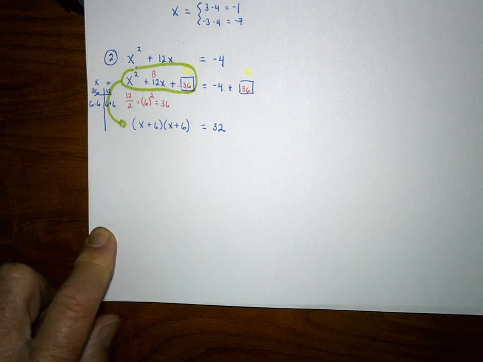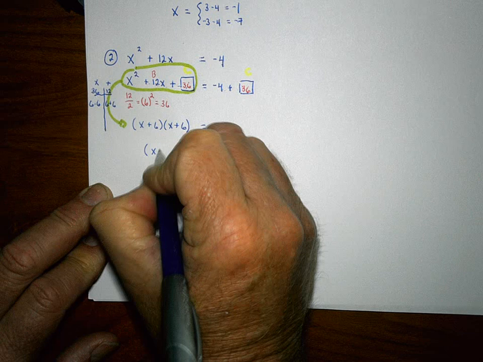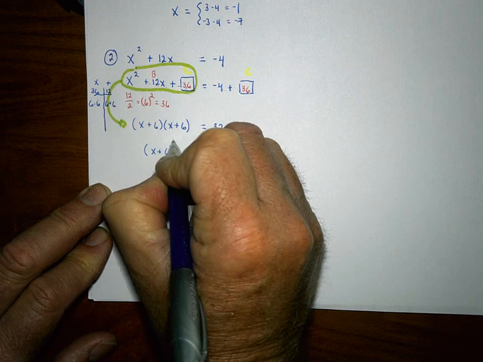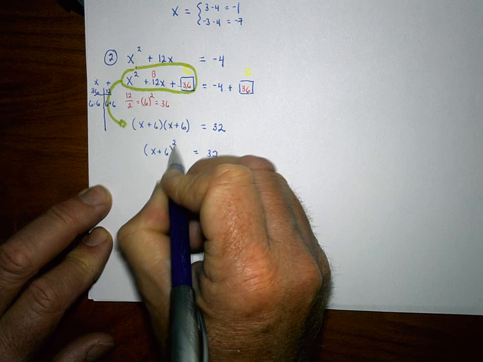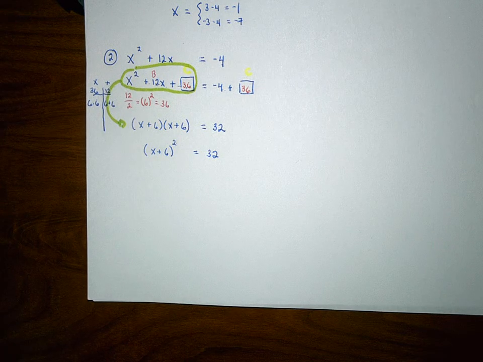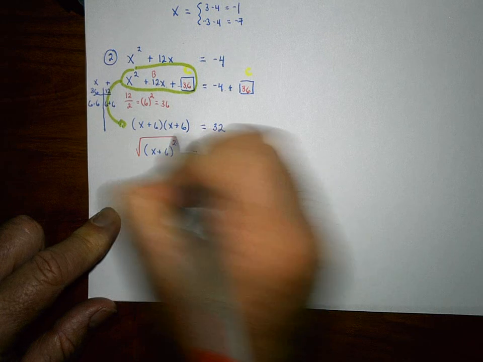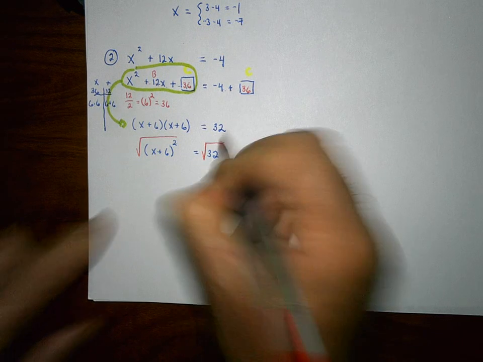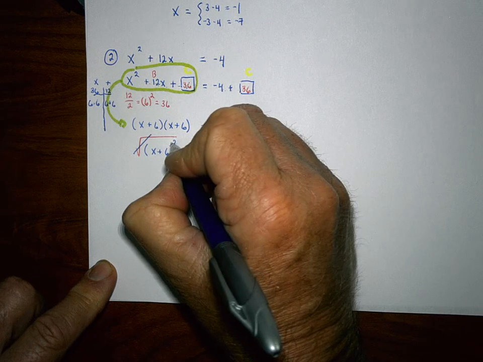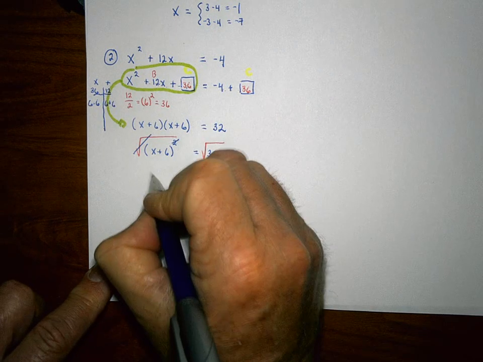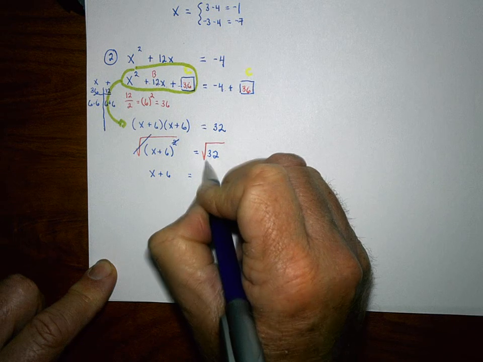Okay, so now this means I have two sets of x plus 6. So I'm going to rewrite this as x plus 6 to the second power is equal to 32. And now I'm going to use the square root method to solve this equation. I'm going to take the square root of both sides of the equation. Why do I do that? Once again, because the square root symbol, the radical symbol, cancels out the square. And then I have x plus 6 is equal to the square root of 32.